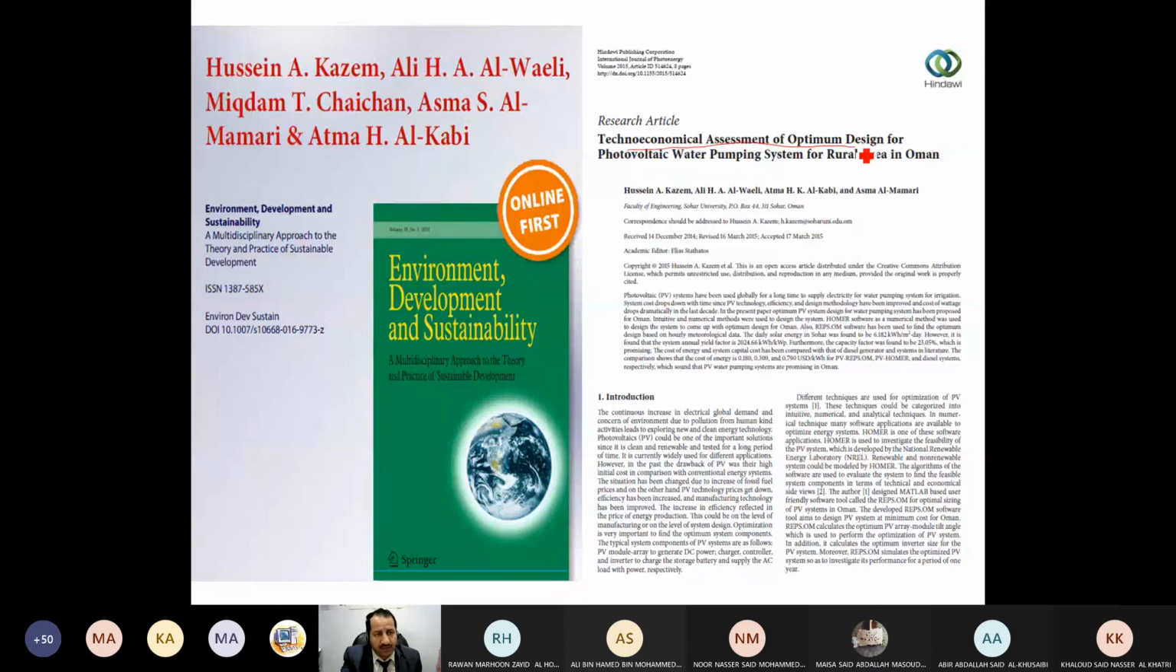Techno-Economical Assessment of Optimum Design for Photovoltaic Water Pumping System for rural area in Oman. They designed, manufactured, installed, tested, and evaluated technically and economically a water pumping system here at Suhar University.